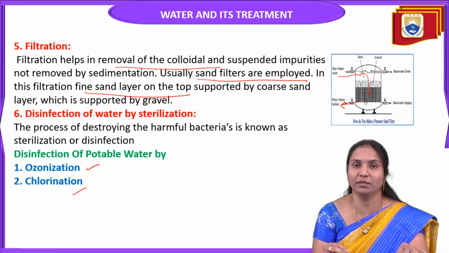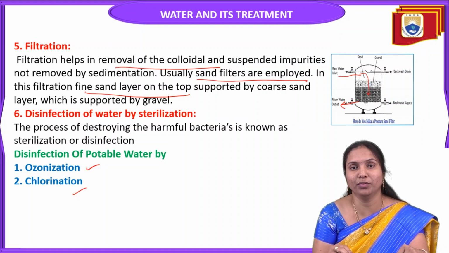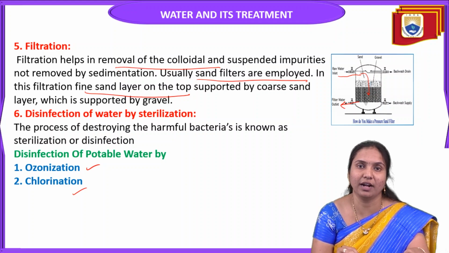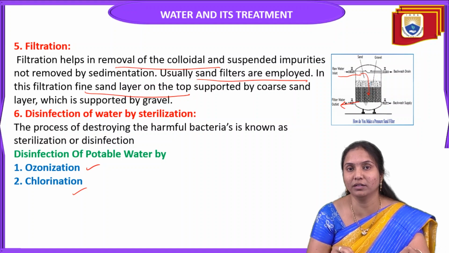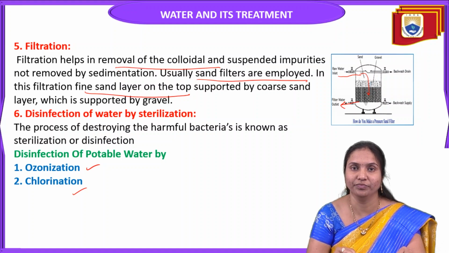Next, the third step is sedimentation. In the sedimentation process we can remove 75% of colloidal or suspended impurities. The remaining 25% of impurities we can remove by adding coagulants. Coagulants means alums, aluminum sulfate, sodium aluminate, etc., added for the purpose of removing what is left after sedimentation. The remaining colloidal impurities we remove by the coagulant method.